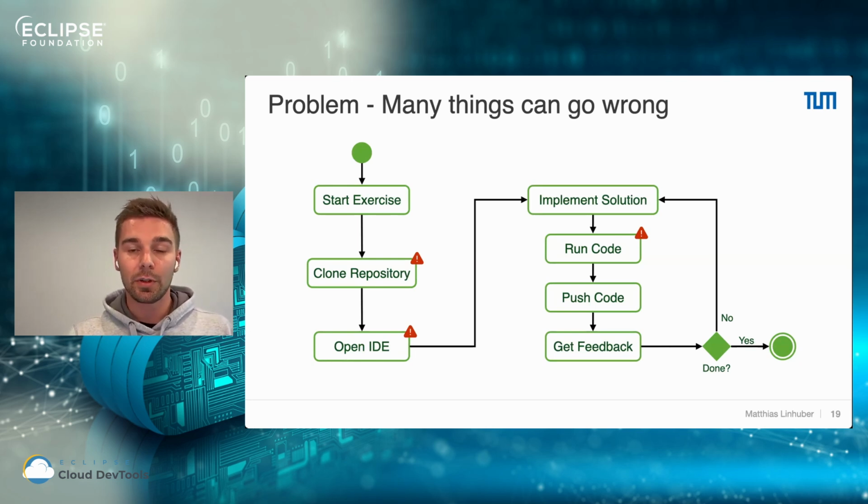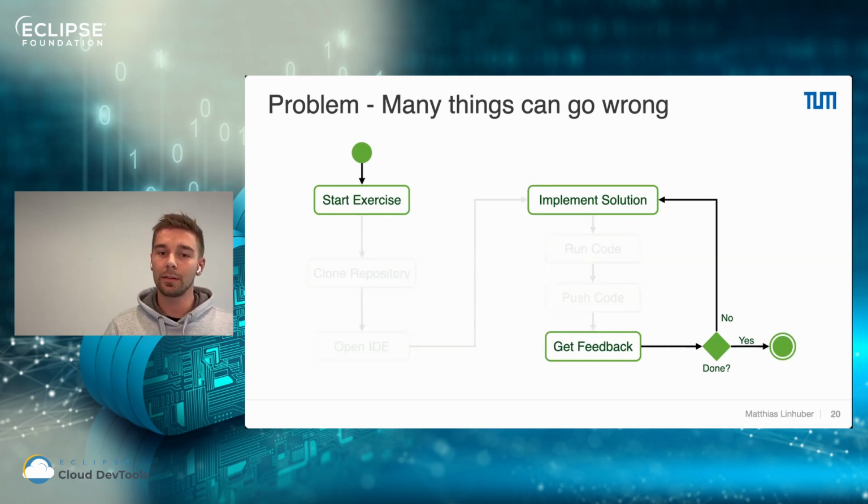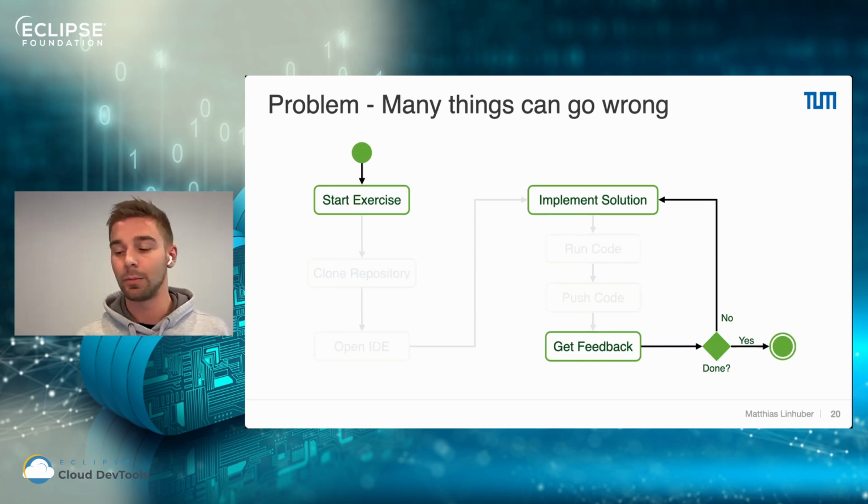So lots of assumptions. And if you think about it, the main goal that we would like to achieve is actually to teach them how to program. So if we reassess these activities, actually only starting the exercise, implementing a solution, and getting the feedback is really important for the student. Everything else, it's just stuff that needs to happen in order for the students to actually implement a solution. So how do we get rid of all these problems?